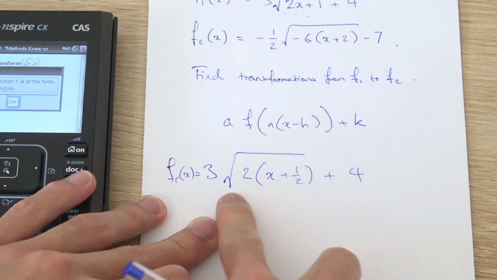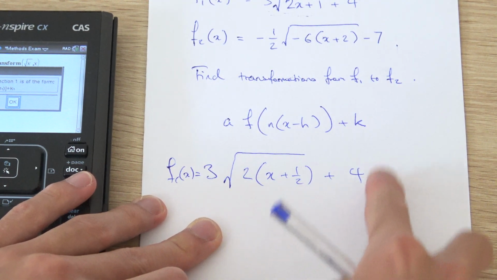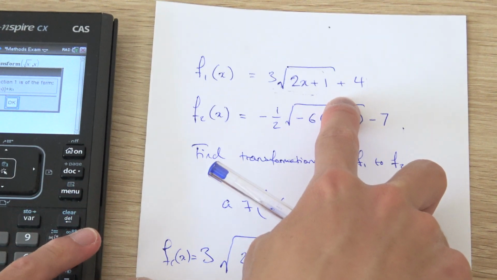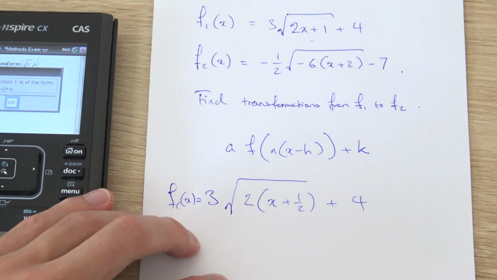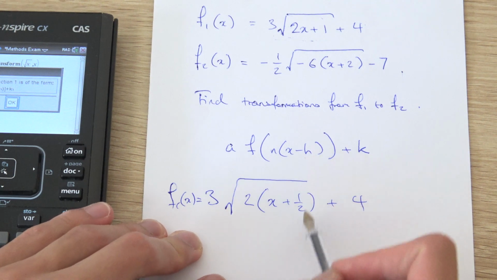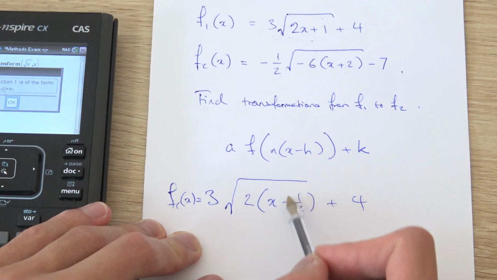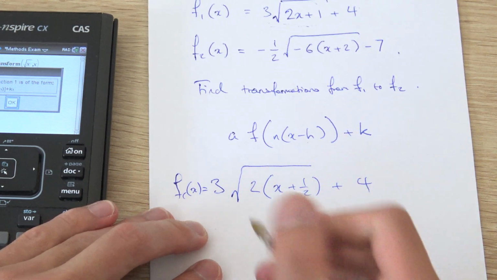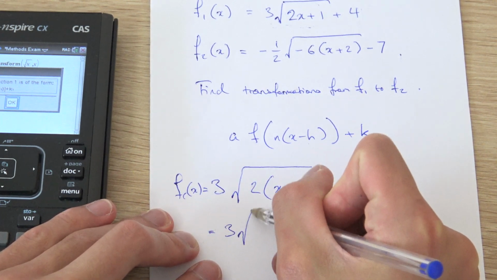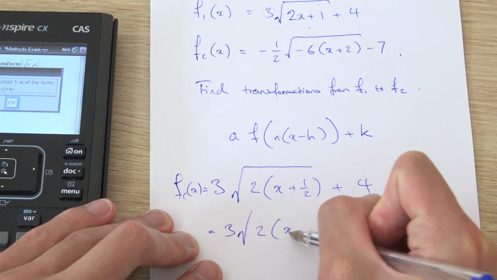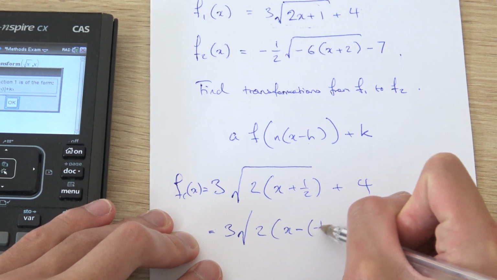I hope you can agree with me that what we have right here is the exact same thing as what we have at the top here. And now we need x minus h. In order to get a negative in here, we can just do a double negative trick. So this is 3 square root of 2, then we have x minus a half.